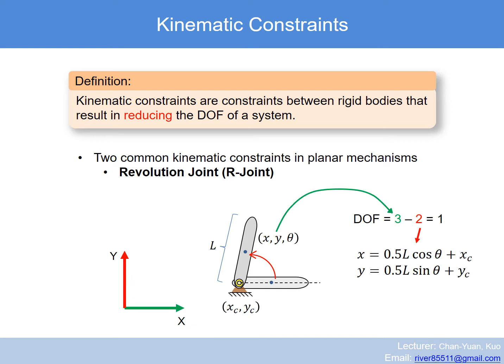This result can also be obtained from a mathematical point of view, since originally we need at least 3 variables to fully describe the motion of the rigid body. But now, since one end of the rigid body is constrained with the R joint, it means that the x and y coordinates can both be represented as functions of theta, which are shown here. And these two equations are what we call constraint equations. So now, the degree of freedom of the system reduces from 3 to 1.